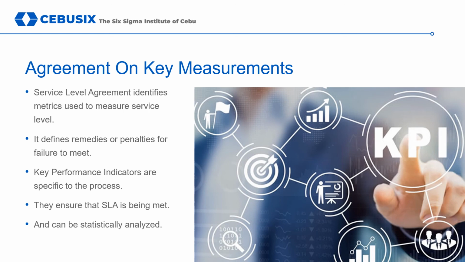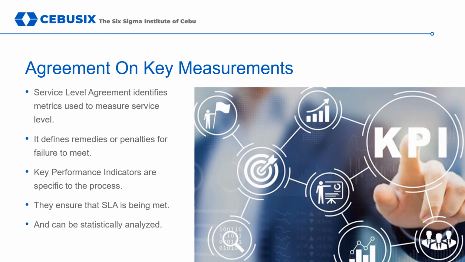The team and its sponsor should have come to an agreement on key measurements. In the BPO industry, the service level agreement usually outlines the metrics used to measure service level. In a Six Sigma initiative, it is our responsibility to define these. These will become crucial after we implement the improvement and seek to control the process, as we can use these metrics to define remedies or penalties when they are not met.